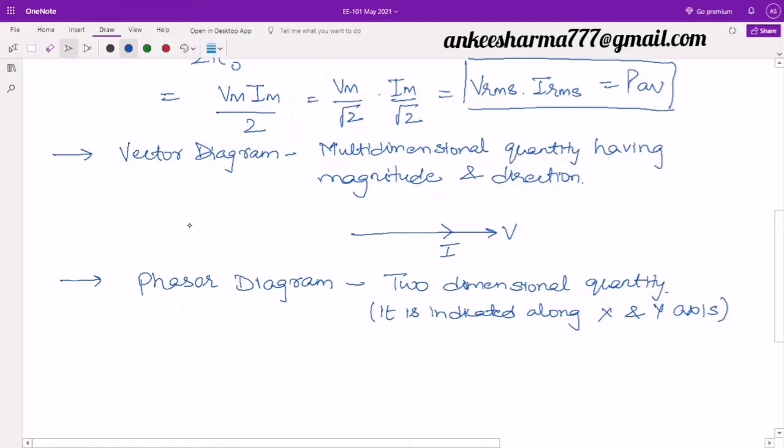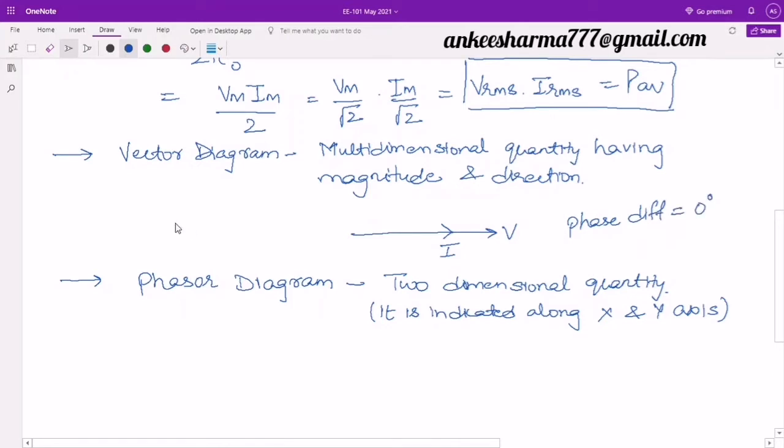So we can say that a vector diagram is a multi-dimensional quantity, whereas a phasor diagram is a two-dimensional quantity. The diagram shows us the magnitude and the direction, which is seen here with the help of the arrows. This arrow shows us the magnitude, and the direction is given here. Both are having the same direction, their phase difference is equal to 0. So this is the very basic one.